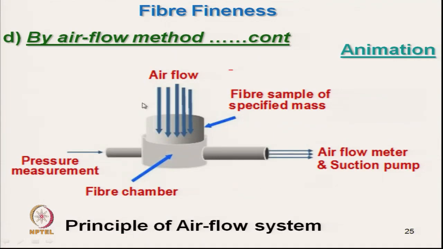Now, the principle here is that the specimen is packed in the fiber chamber. Now, with the air suction arrangement, the air is sucked. Okay. Using a pump, air is sucked and then flows, creating a certain air pressure. So, for a certain air pressure, this air flow rate we can measure.